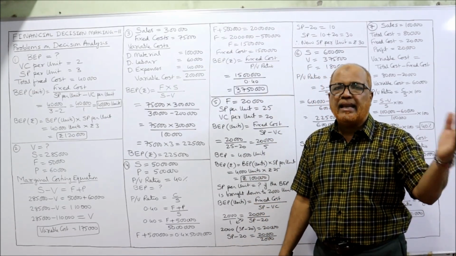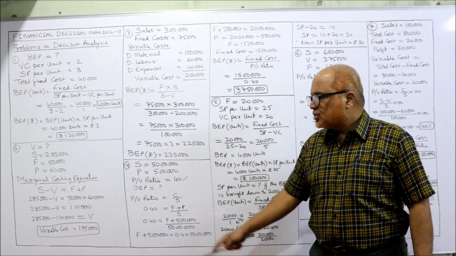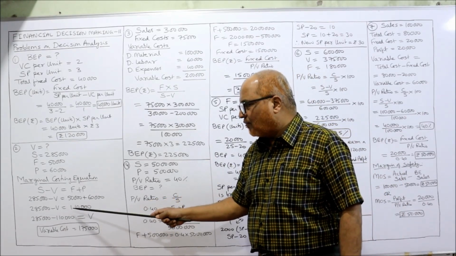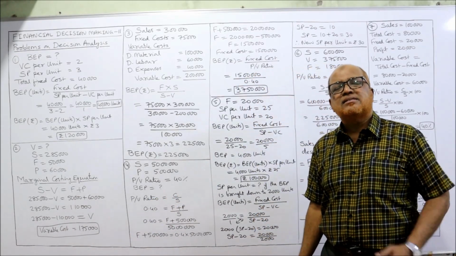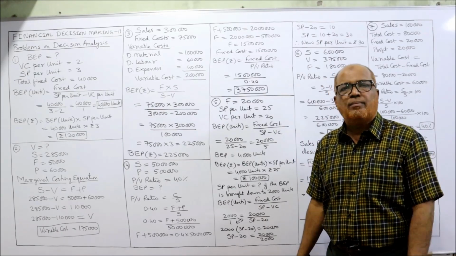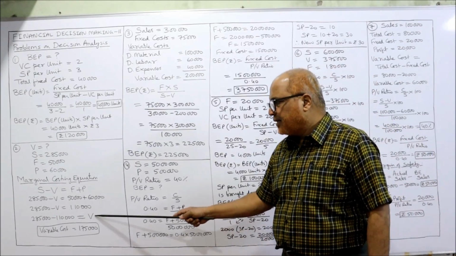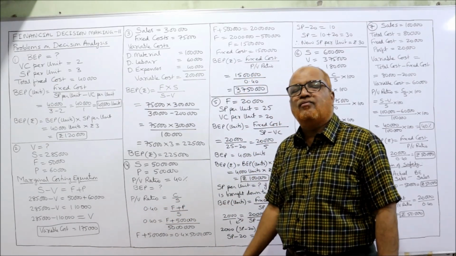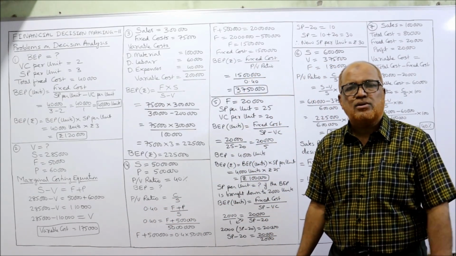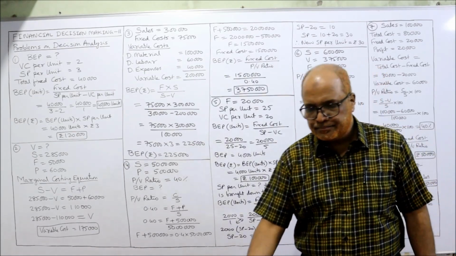So 2,85,000 minus V equals this 1,10,000 on the RHS. So take it to the LHS, left hand side. So plus will become minus: 1,10,000 minus. Take this V from LHS to RHS, so minus V will become plus V. So 2,85,000 minus 1,10,000 is 1,75,000, the variable cost. That's all. Two problems completed.